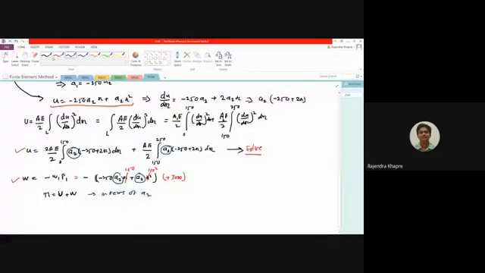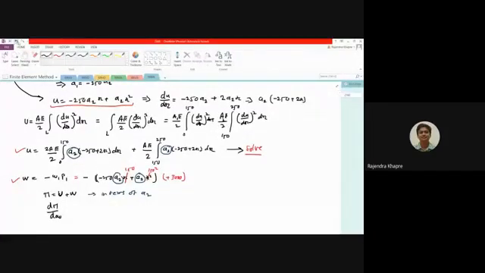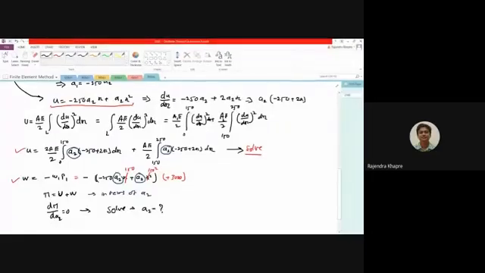In order to maintain the equilibrium, you just have to take d pi by dA2, and this should be 0. So you do this, and after solving you are going to get the value of A2. Once the value of A2 is known, you can solve this. Okay, is it okay to everybody? Yes, students, is it okay? Yes, sir. Fine.